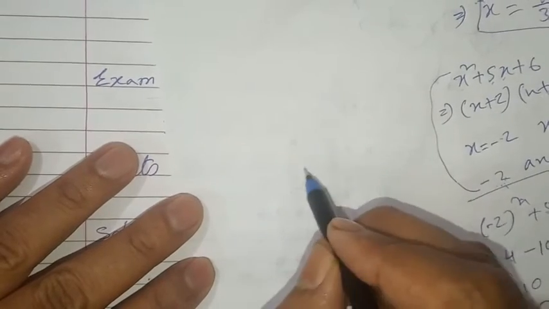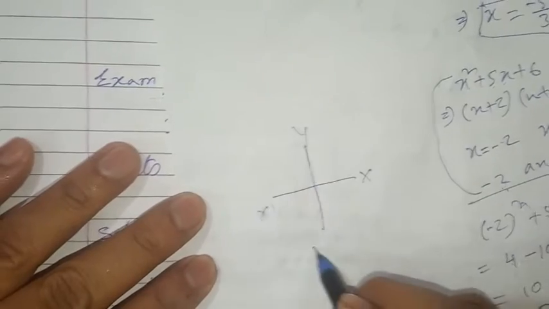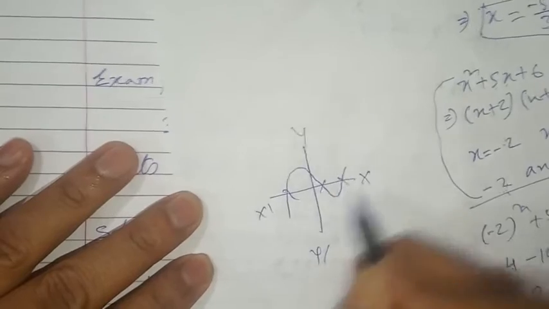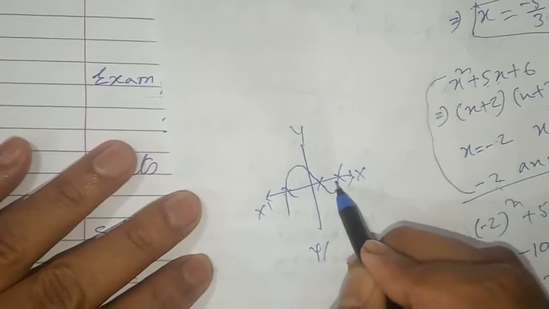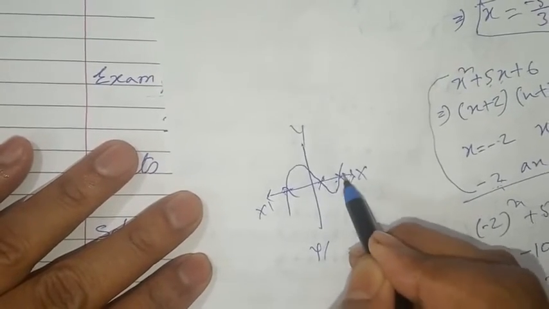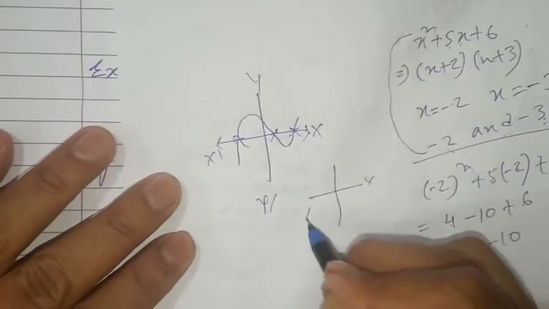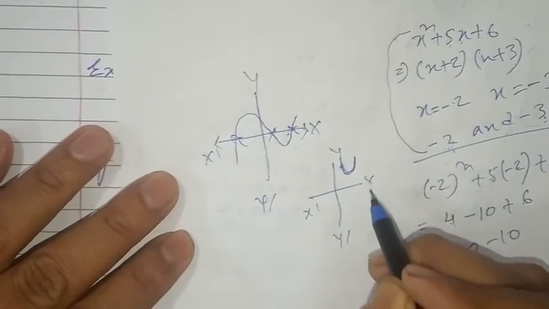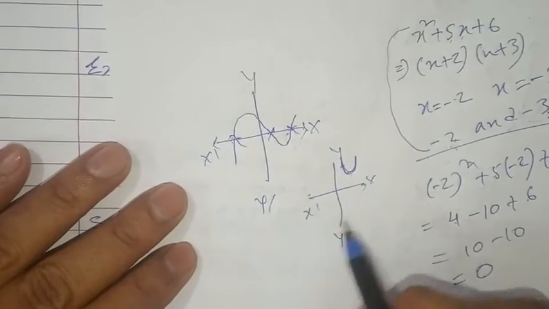Now let me explain graphically. Suppose you have an x-axis and y-axis, and a particular curve intersects at three points. Only the x coordinate, remember. How many points has it intersected? Three points: 1, 2, 3. At these 3 points, it will have 3 zeros. Suppose I take another curve which does not intersect at any point; it will have no zeros. So a polynomial may not have any zeros if it does not intersect the x-axis.